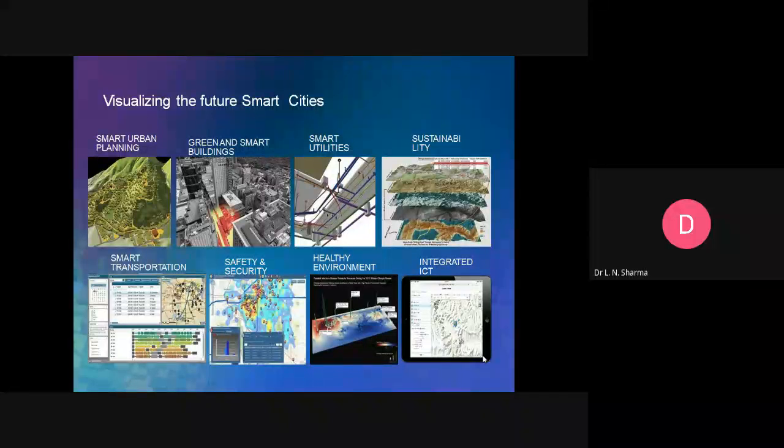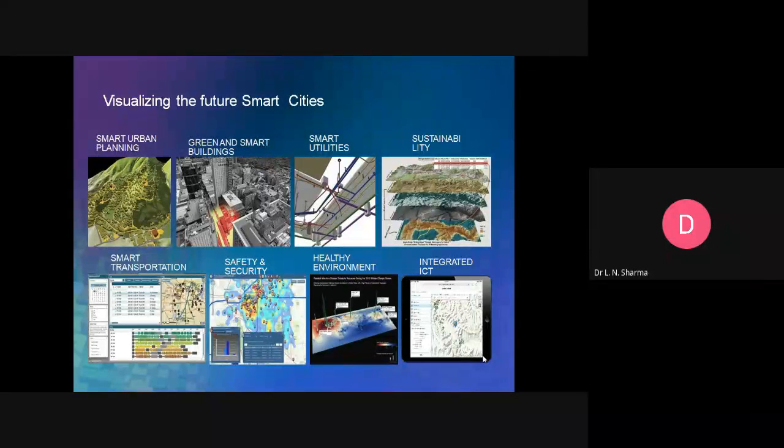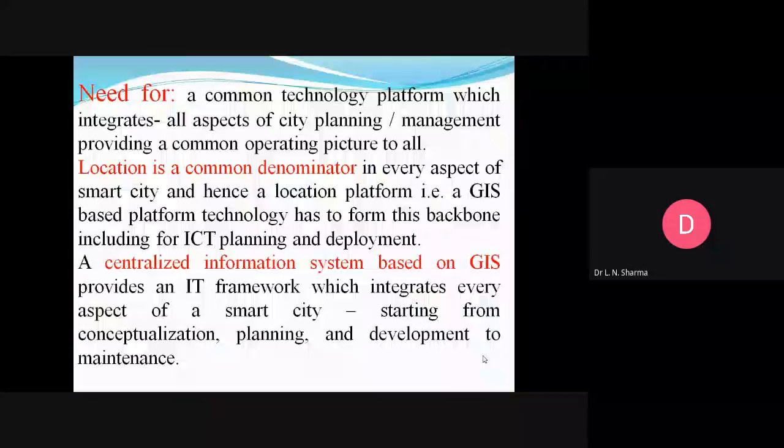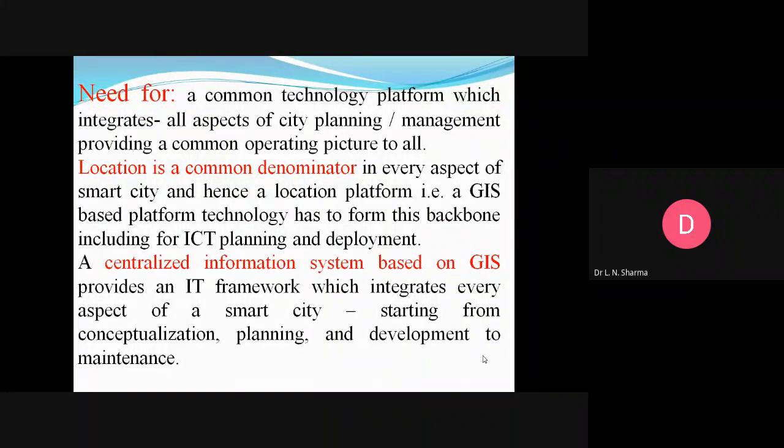Smart transportation. Now they are trying to use smart transportation using a web or smartphone based application, where in your mobile itself you will have information, number of vehicles plying, from which station to which station, buses, trains, and things like that. Security is important, healthy environment, integrate, and this can all be integrated using GIS. Why do you need it? There is a need for a technology which provides a platform, and GIS provides a common platform.